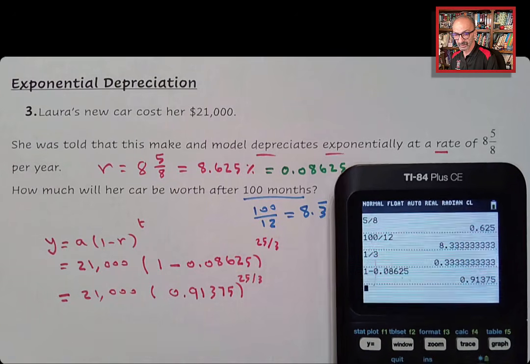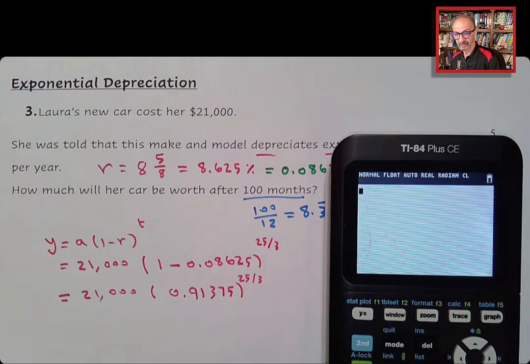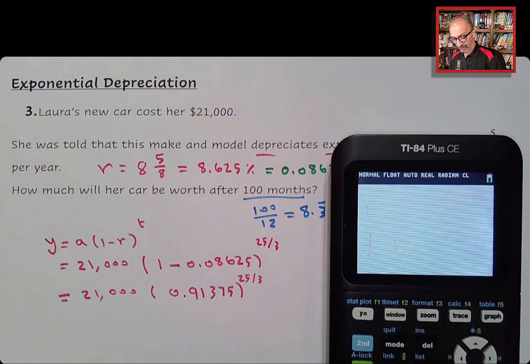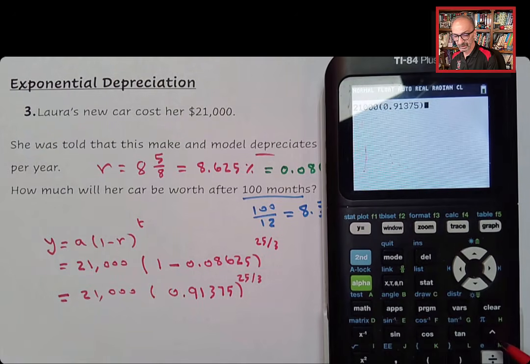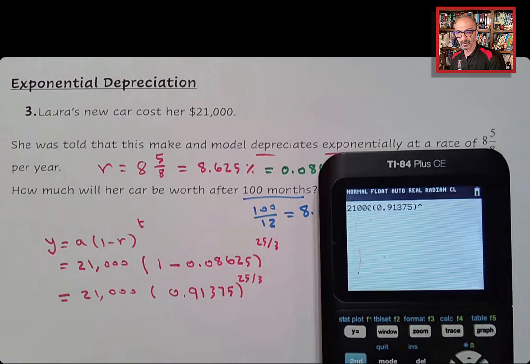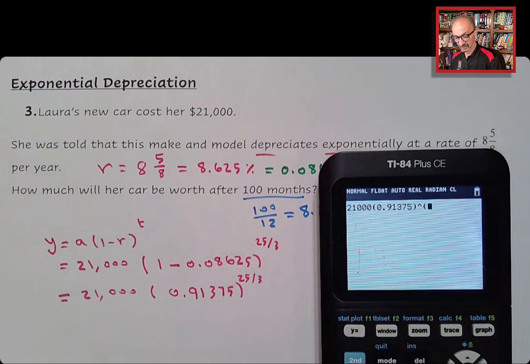Let's calculate that on the calculator. Let's clear this and look at the empty screen. We have 21,000, 1, 2, 3, open parentheses, type 0.91375, raise it to the power. That's how you raise it. One more time, to the power. And we need to type the 25 over 3. So I'm going to use another parenthesis just to be on the safe side, and enter.